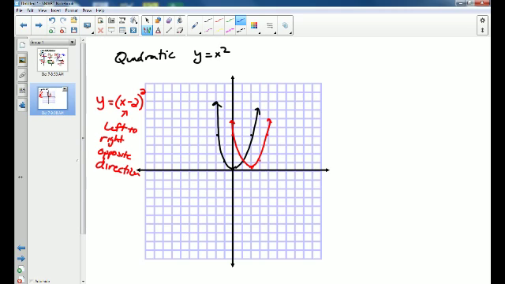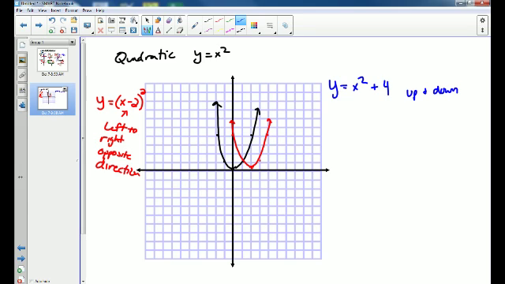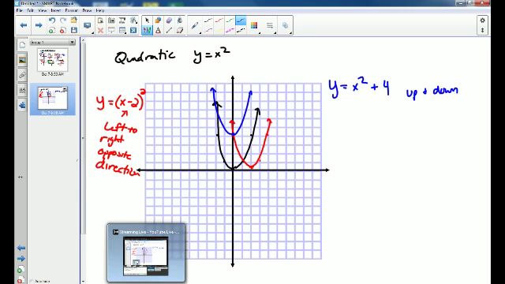So, okay. How about up and down? Can you get it back to positive? +4. See how it's not inside with the x? This is going to be a y translation, up and down. And this one is actually what it says. If it says +4, it means go up 4.